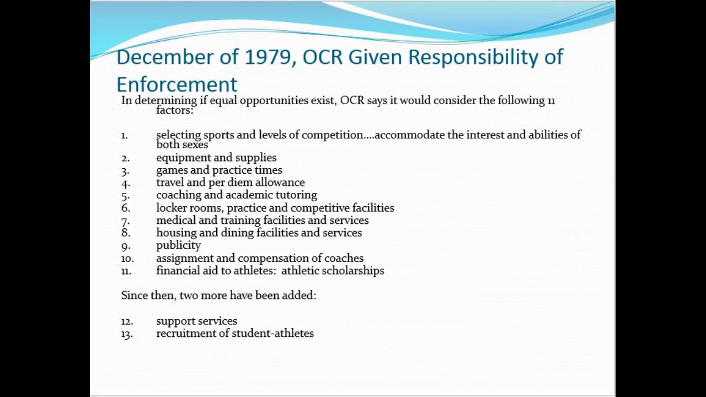7, medical and training facilities and services. 8, housing and dining facilities and services. 9, publicity. 10, assignment and compensation of coaches. And 11, financial aid to athletes, athletic scholarships. Since then, 2 more have been added to bring the total number of factors to 13, with the 12th being support services and 13, recruitment of student athletes.